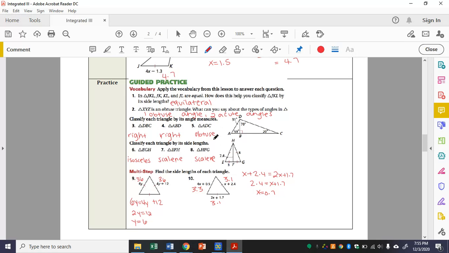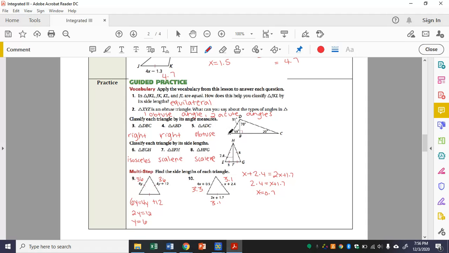On 3, 4, and 5, we're looking at the different triangles. So we're looking at triangle DBC first, so this triangle, the smaller one to the right. And we want to classify it by its angle measurement. So we'll see we have a right angle on triangle DBC, so it's a right triangle. If we look at triangle ABD, we have a right angle here as well. Remember, we're forming a linear pair, so if this angle is 90, this angle must also be 90. So we have a right angle on triangle ABD.